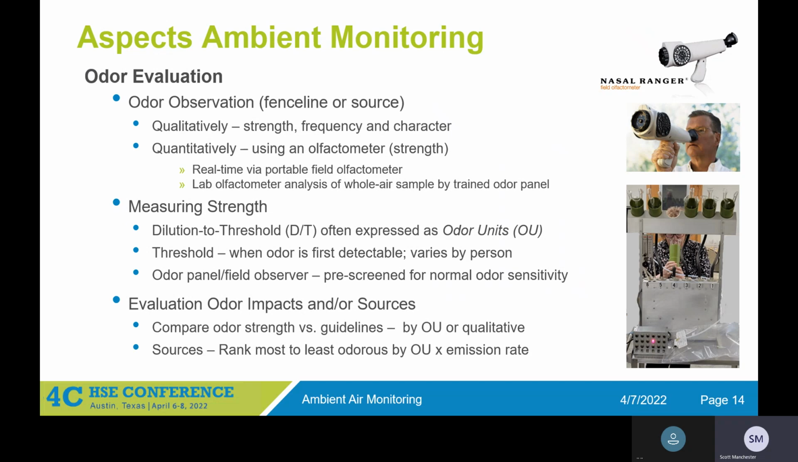So odor observations can be at a fence line or of sources. They can be either qualitative or quantitative. The qualitative just involves an odor observer talking about the strength, usually descriptively, like a perceptible odor, barely perceptible, or a light, moderate, or strong odor. It's quite subjective. Words of frequency would be something like fleeting odor, or we've used intermittent or persistent odors. And then the character, which is really just a description of what the odor smells like. That could be musty or sulfury, or could smell like an oily smell.